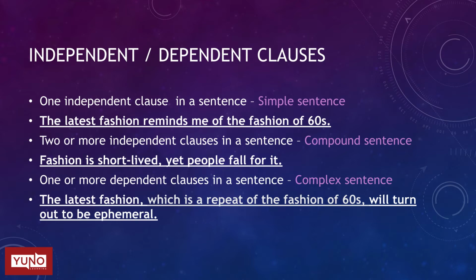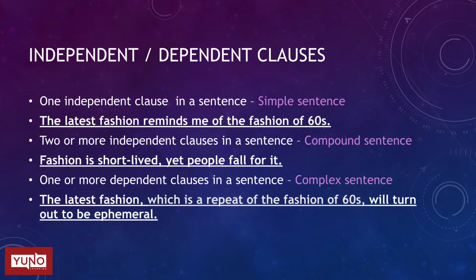So, the latest fashion reminds me of the fashion of the 60s. This has just one verb in it, reminds. It's a simple sentence. Now when a sentence has two or more independent clauses, independent, they do not require support. You just connect them, you join them by using coordinating conjunctions or semicolons.